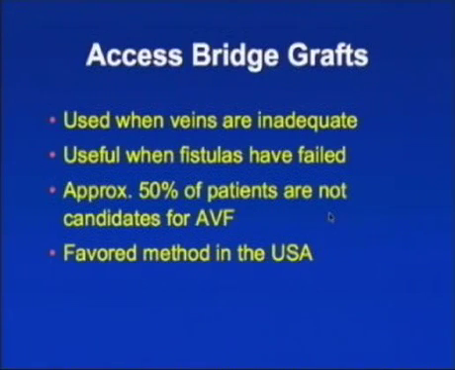Now a different, third type of access is the bridge graft. This is used when veins are inadequate. When the fistulas have failed, sometimes the surgeons will go to these grafts as well. About 50% of patients are not candidates for arteriovenous fistulas, and this results in synthetic grafts being surgically implanted. So the graft actually is the more favored method in the United States, although in other countries, for instance Europe and in Asia, the arteriovenous fistula is the more common.